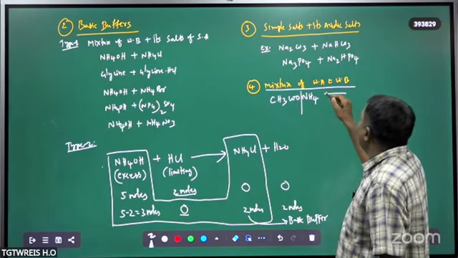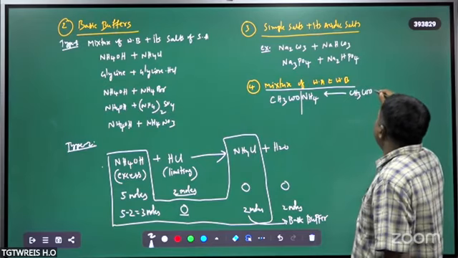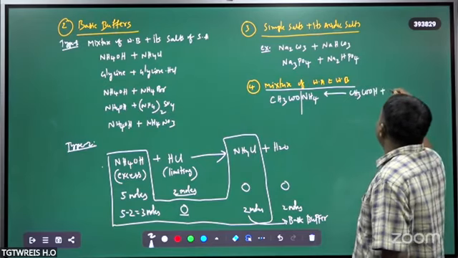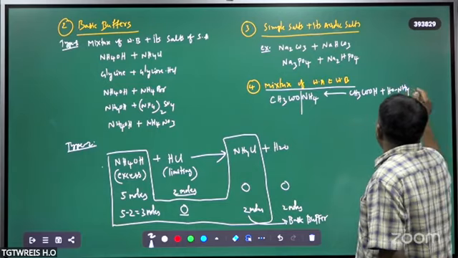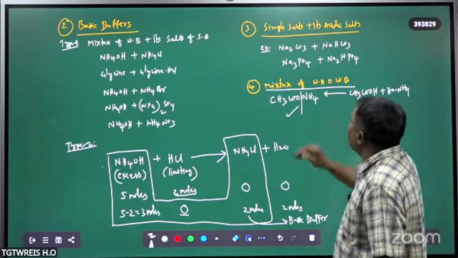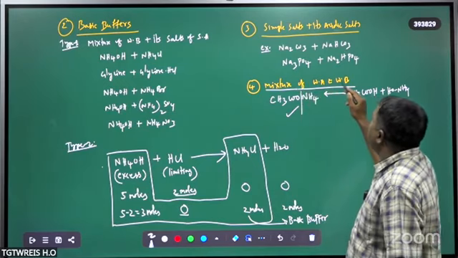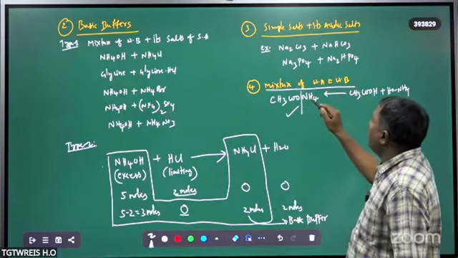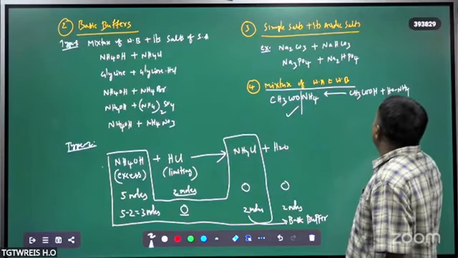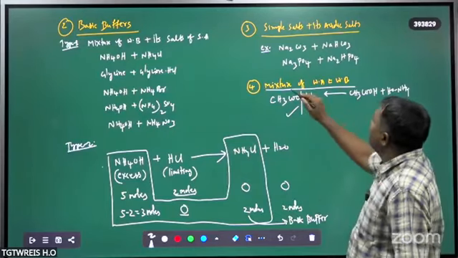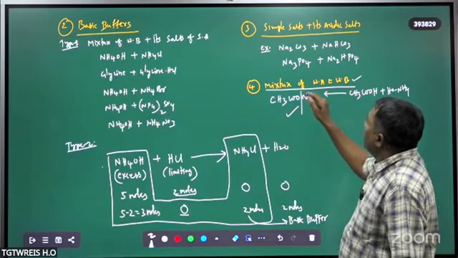So this will be formed by CH3COOH plus NH4OH. By adding these two, you will get this kind of salt. This salt is a mixture of weak acid and weak base salt. CH3COONH4 is a salt of CH3COOH and ammonium hydroxide. So this mixture of weak acid and weak base also acts as a buffer solution.